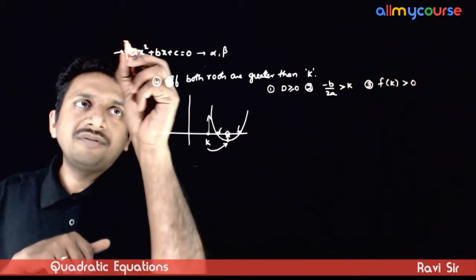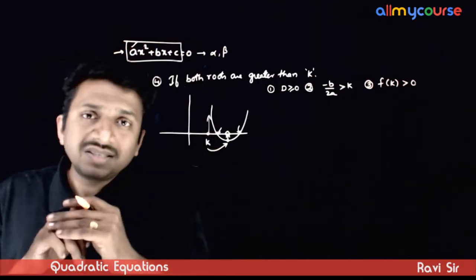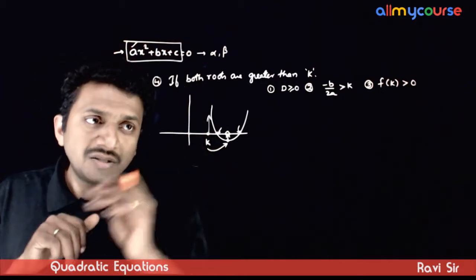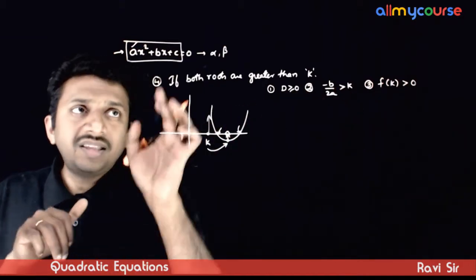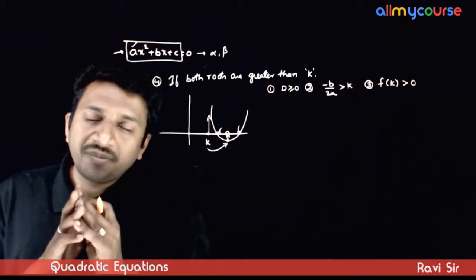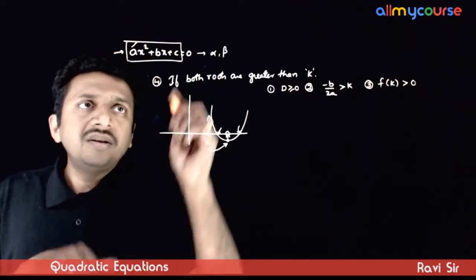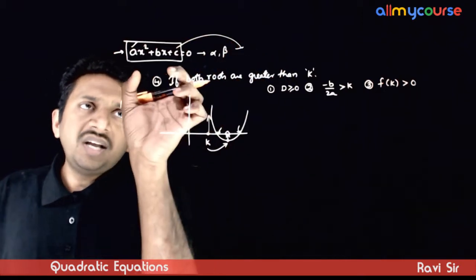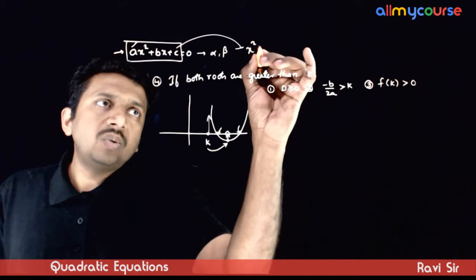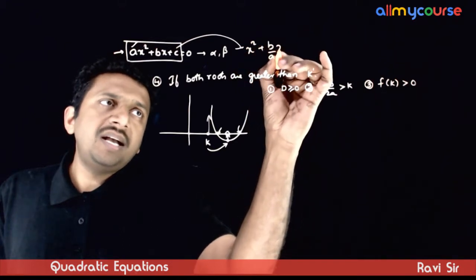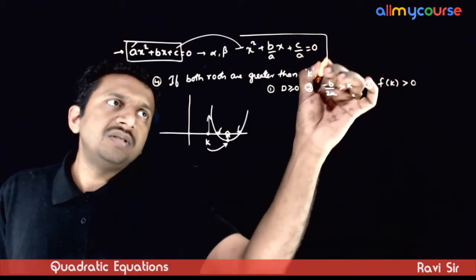We don't know the graph of this. So the graph depends on the sign of a. So assuming that it is an upward graph, if these three conditions are valid, then both the roots will be greater than k. So what we usually do is, whenever a condition like this is given, first we divide the whole equation with a. So you get x square plus b by a times x plus c by a equal to 0.